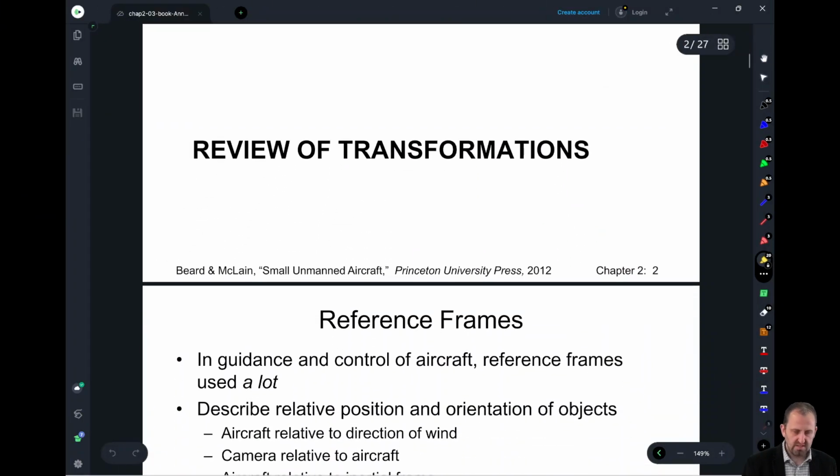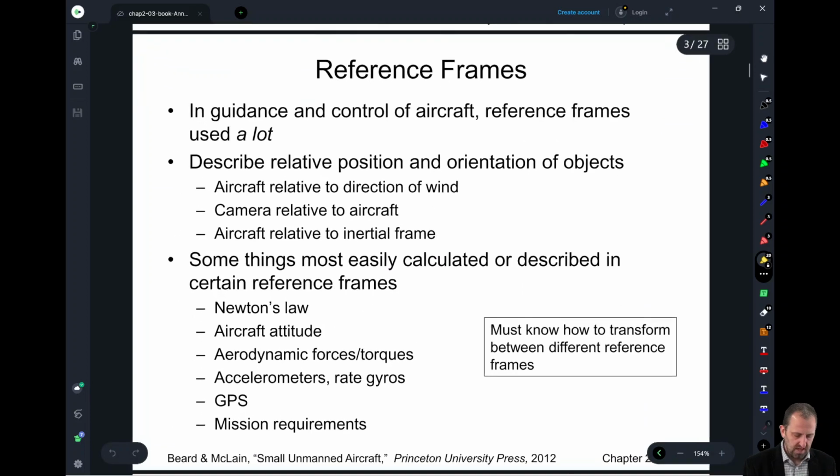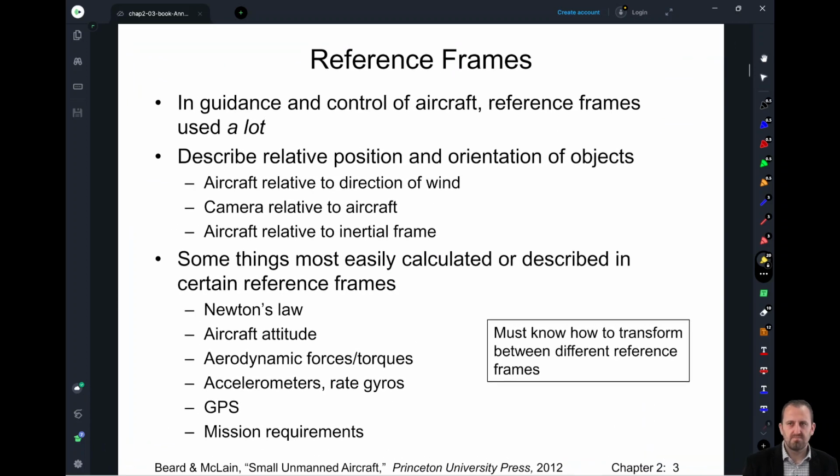So we're going to first, like I said in this video, review the transforms and discuss the notation of the book. Like we've mentioned previously, the various reference frames are used a lot in the guidance and control of the aircraft. The various reference frames make different things easy to express, and so it's really nice to be able to quickly transform between one frame and another.